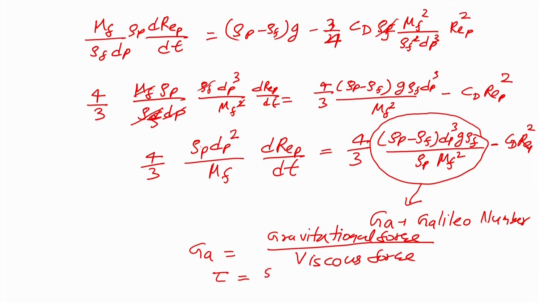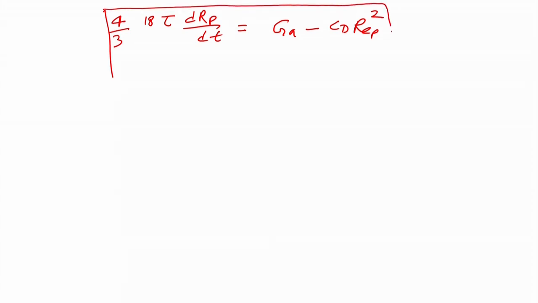Now, we already know that tau, which is the response time, is nothing but rho p into dp square upon 18 mu f. So, we can write this quantity in terms of tau. Now, if you do the replacement, this will be 4 by 3 into 18 tau into d Re p upon d t, equal to Galileo number minus C d into Re of particle square.